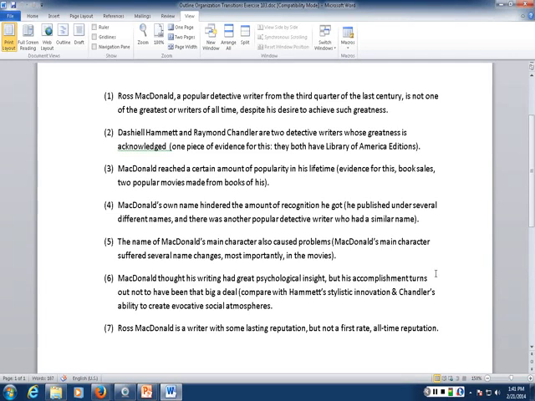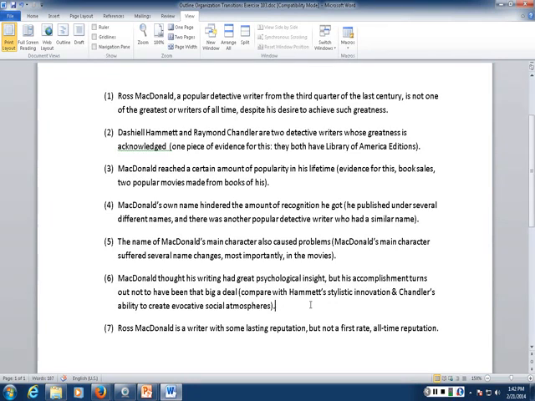Number 6, Macdonald thought his writing had great psychological insight, but his accomplishment turns out not to have been that big a deal. And evidence for that, to argue that point, you could compare with Hammett's stylistic innovation and Chandler's ability to create evocative social atmospheres. Okay, and you want to put a closed parenthesis there since you'd opened the parenthesis earlier. And then finally, the last paragraph, number 7, the conclusion. Macdonald is a writer with some lasting reputation, but not a first-rate all-time reputation.